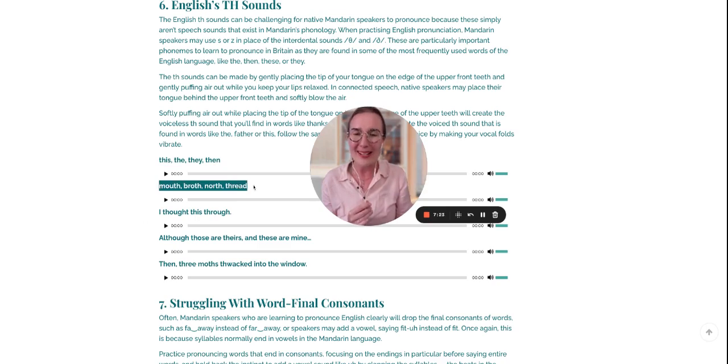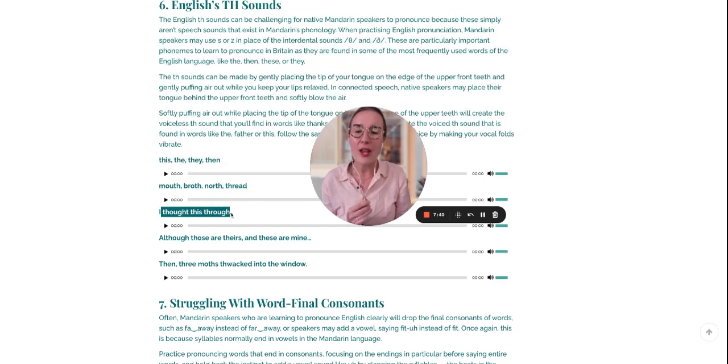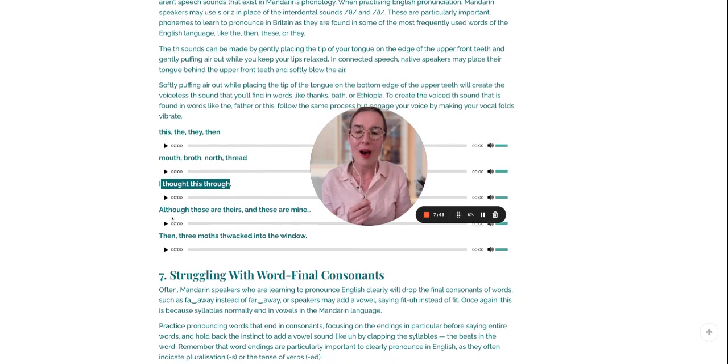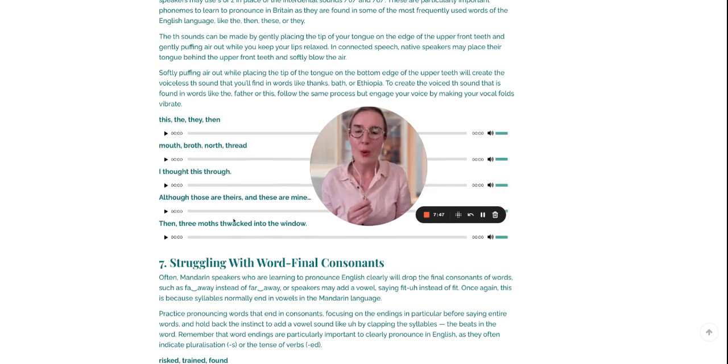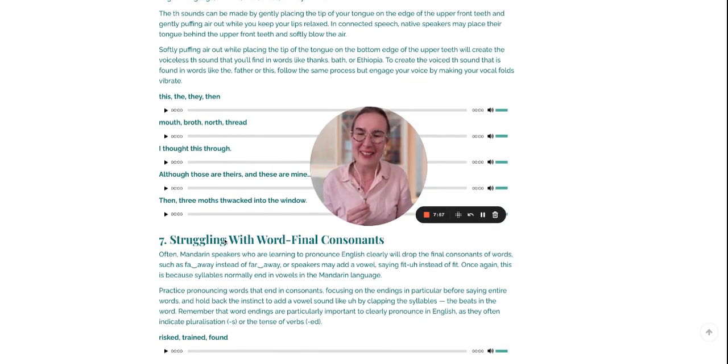But for these ones, I'm not activating my voice, and yet my tongue tip is still on the edge of my upper teeth. Mouth, broth, north, thread. I thought this through. I thought this through. Although those are theirs and these are mine. Each time touching your tongue tip on the edge of the alveolar ridge.